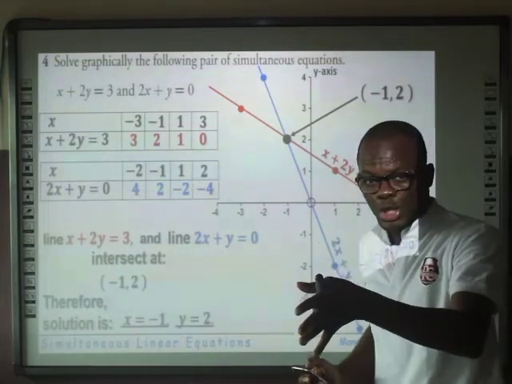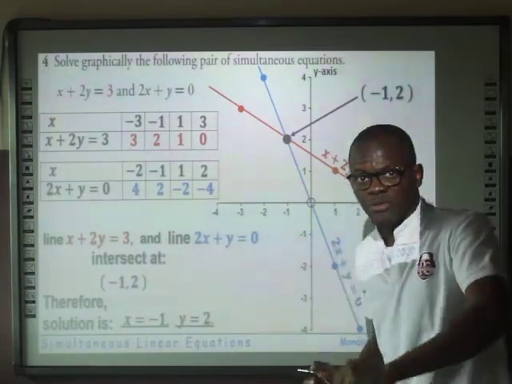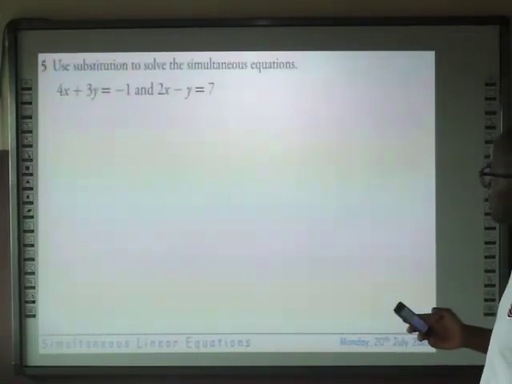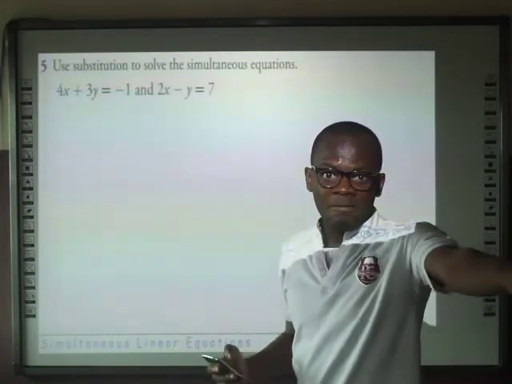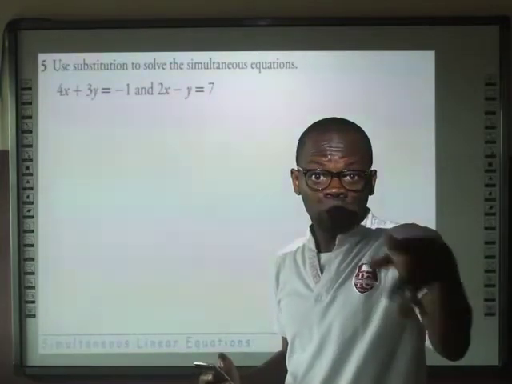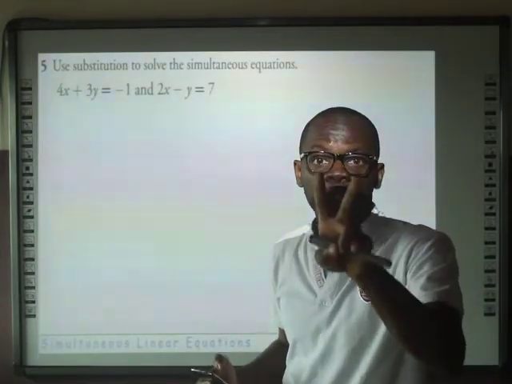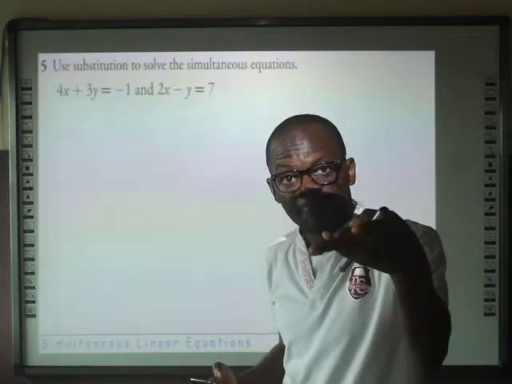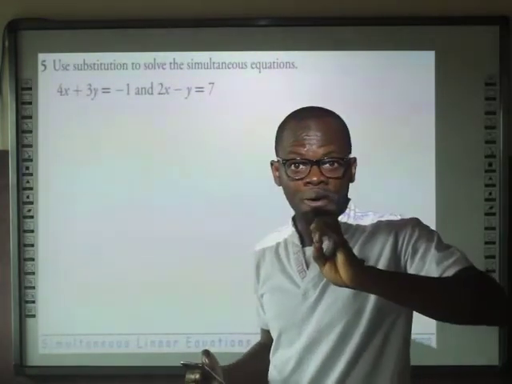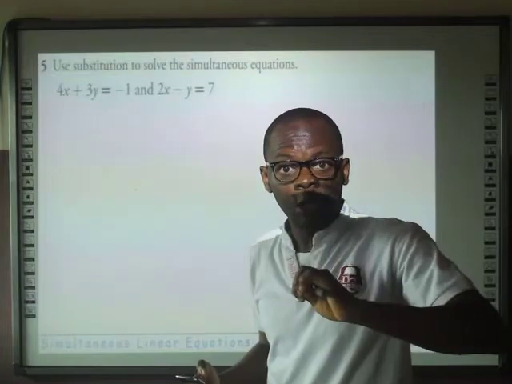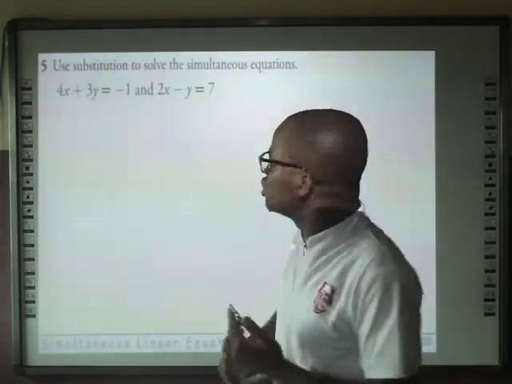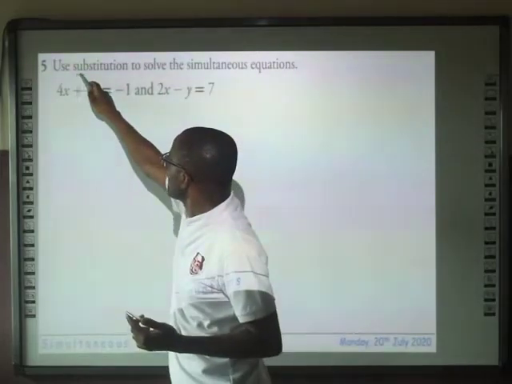So far, so good. Let's quickly move on to question number 5 because of time. Question number 5 now. So we're through with the graphical method. Now I want to look at the algebraic method. Remember I told you we have two main algebraic methods: the substitution method and the elimination method. So we're going to concentrate on the algebraic methods now. Question number 5, when asked to use substitution method.